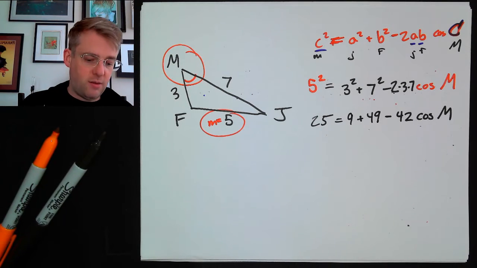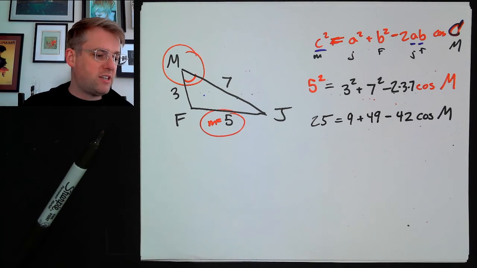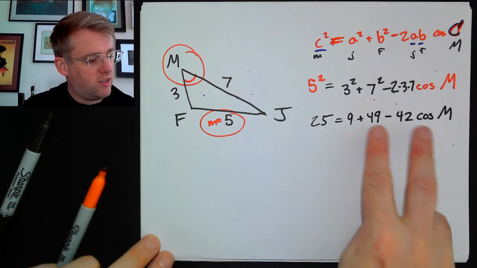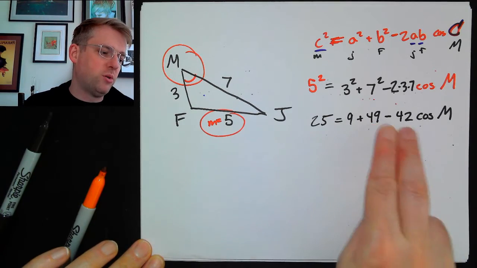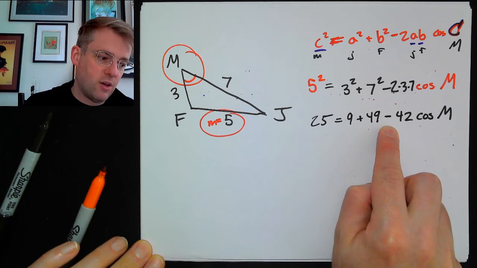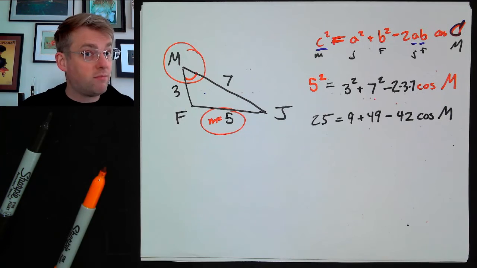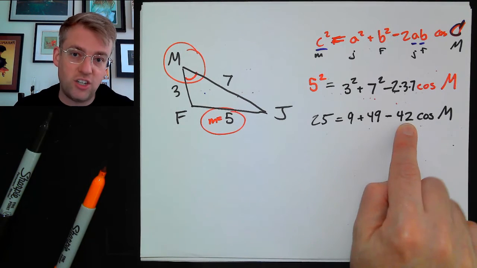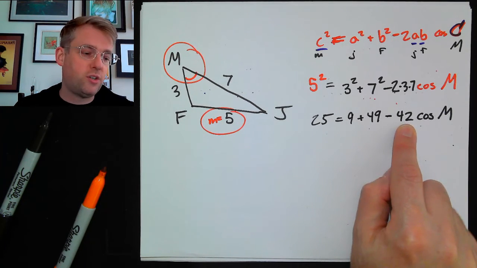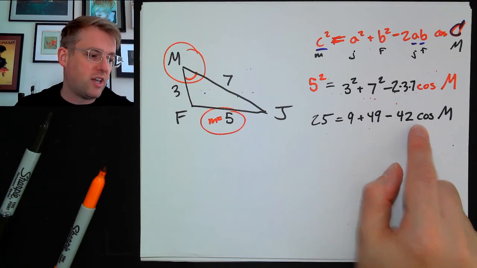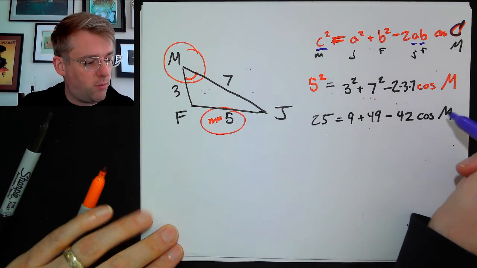Stop here and pace yourself. Too many times I've seen students say 49 minus 42 is 7. And while that might be true of the numbers, this isn't just 42. This is 42 times an unknown cosine. This is a variable term.